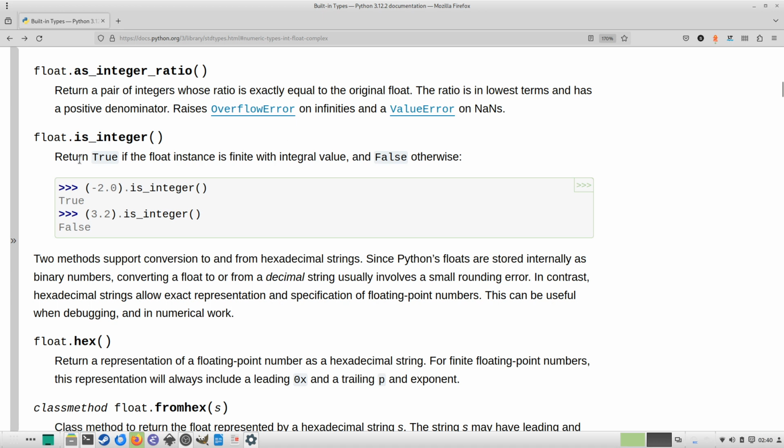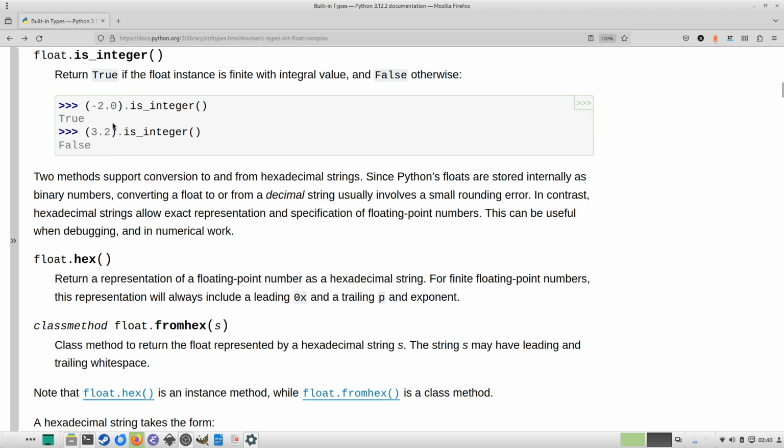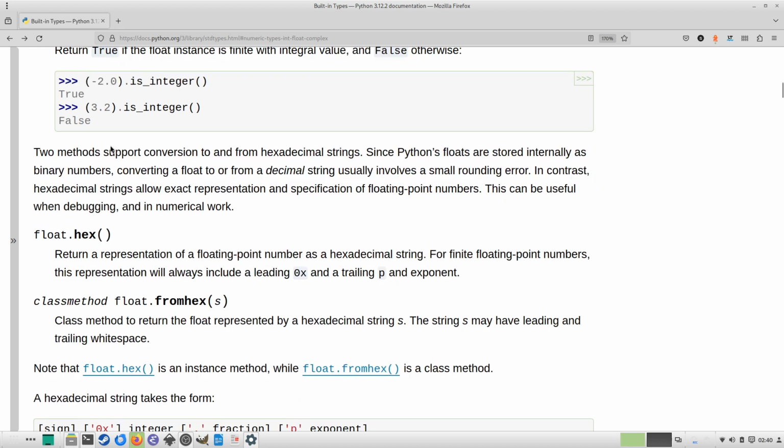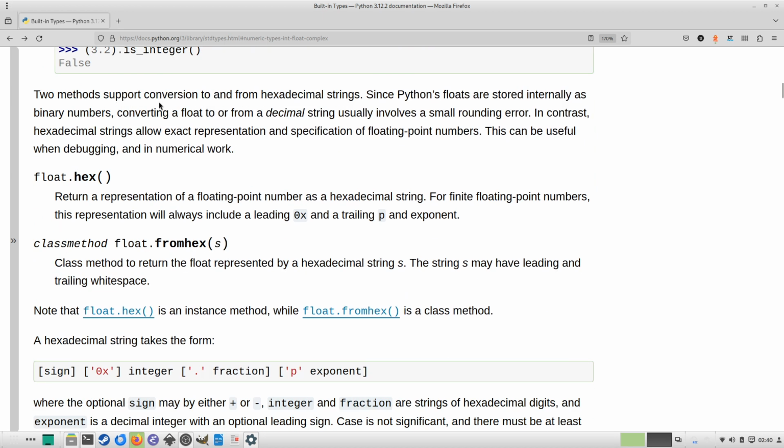Float is integer returns true if the float instance is finite and with integral value, and false otherwise. So -2.0 is an integer, 3.2 is not, so false. When the fractional value is 0, it will return true. Two methods support conversion to and from hexadecimal strings.